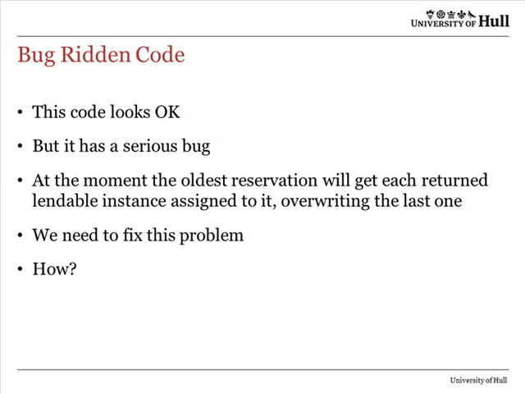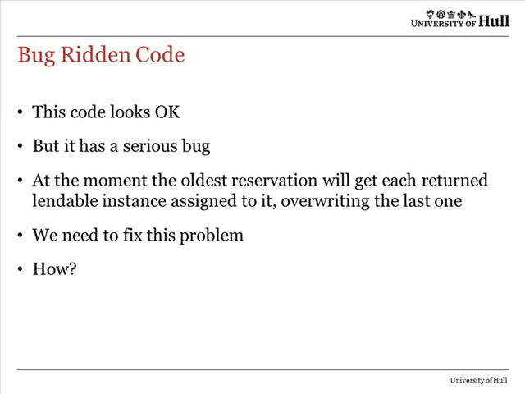Unfortunately, it's buggy. You won't find it's buggy until stuff starts going horribly wrong and your reserved items shelf suddenly becomes full of stuff that nobody seems to want. The reason for this is that the oldest reservation gets each returned lendable instance assigned to it. So if the second person brings back a copy of Halo Reach, that'll get assigned to Rob as well, because Rob's the oldest one, and nothing in my program checks to see if Rob's got his copy assigned to him. So how do we fix this?